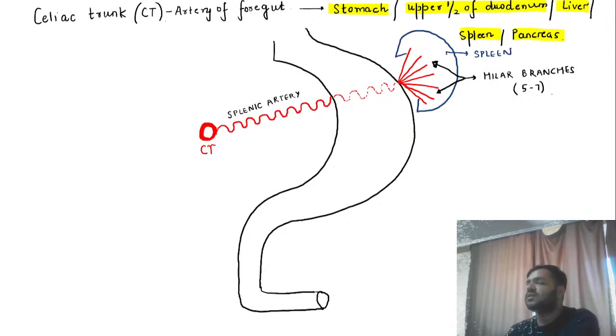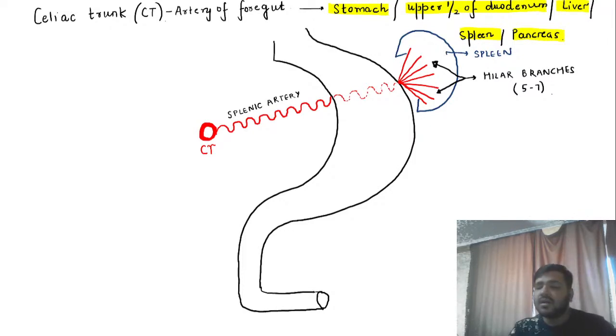It is the tortuous artery because whenever the stomach moves, along with the stomach the spleen will move, we actually need some extra length from the splenic artery so that the blood supply is not hampered. That's why it is tortuous in nature. So the splenic artery is a tortuous artery, make it tortuous, guys.